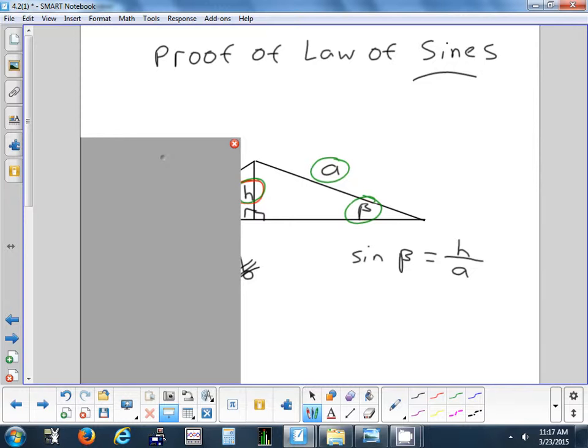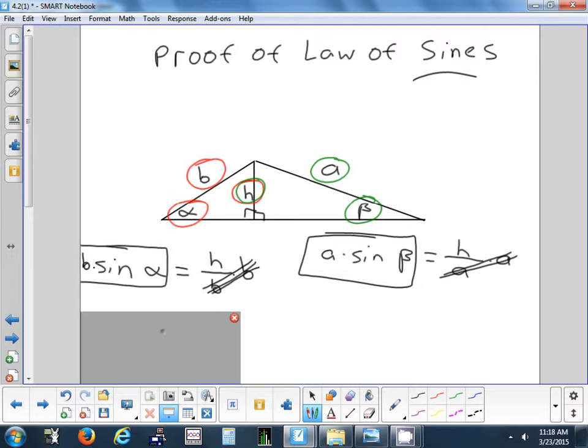And I want to do the same thing I did last time. I'd like to get H by itself. So Holly, what could I do to get A on the other side? Multiplied by A. Good. These cancel out. And I get another formula for H, a little different than the one I had on the other side. But they're both equal to H. Okay, what's in those boxes? Both equal to H.